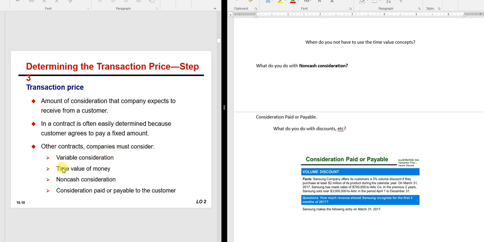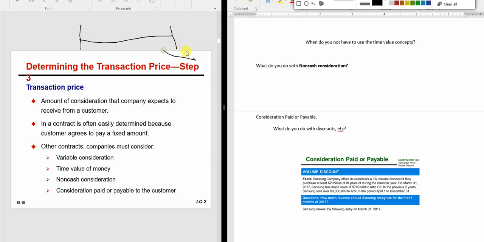The time value of money, this one we just went through: if they pay us at the end, then I have to bring the amount back to today to determine the selling price and take out the interest.